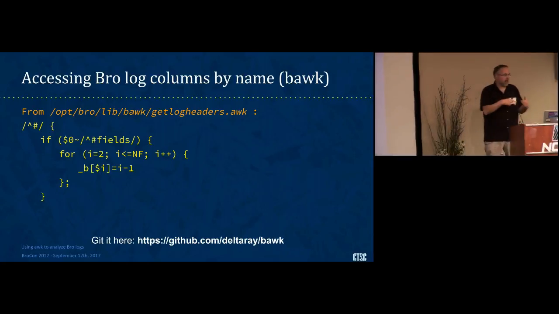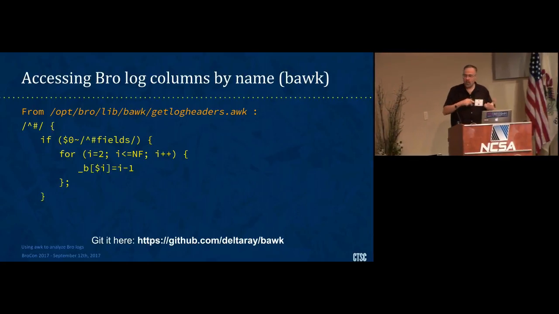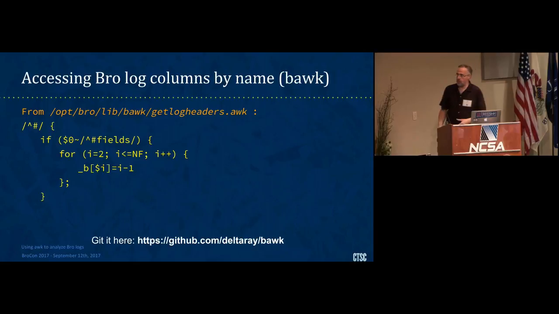And that is much faster than trying to load all the values for every line into an array and then read from those values. So when you actually go to reference it, what you're referencing is the number that's in this array. So you have to put $_b.